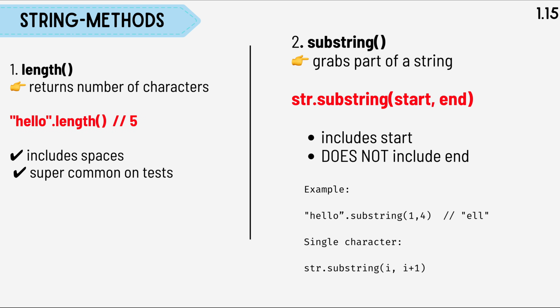String methods include getting the length. So getting the length of hello would be 1, 2, 3, 4, 5. So 5, this includes spaces. And then substring is going to be start to end, but it doesn't include the end. So if I start at 1, and when I'm doing substring, we're doing indexing. And indexing starts from 0. So I would do 0, 1, 2, 3, 4. But 4 isn't included, so I would just print ELL. Single character would just be charAt of 1.